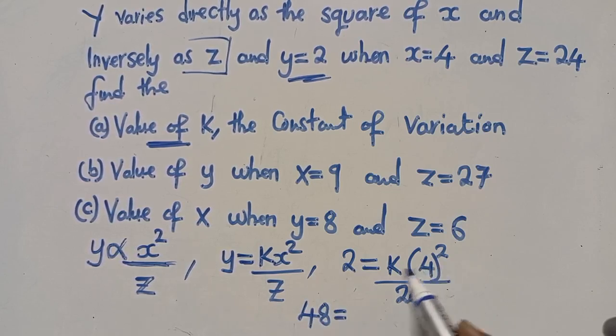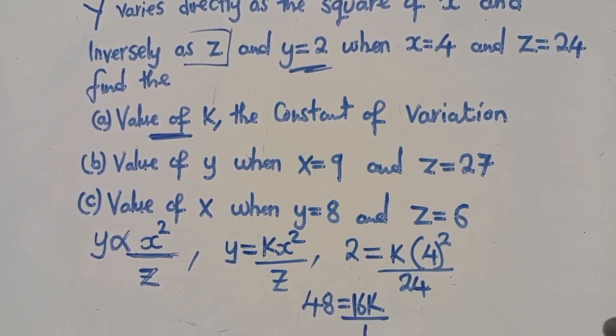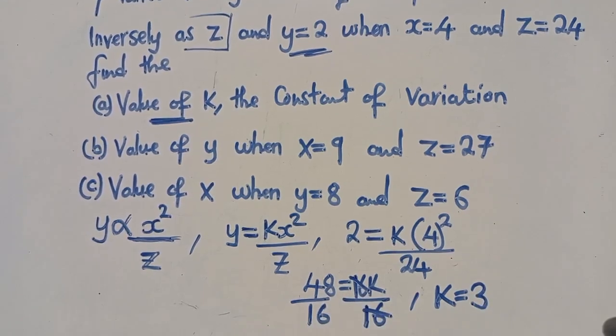Which is equal to 4 times 4, 16. So we've got 16k. We divide both sides by 16. This and this cancelled. So we are going to have k, which is equal to how many times does 16 go into 48? This is 3 times. So k is 3. This is the value for k, which is 3.